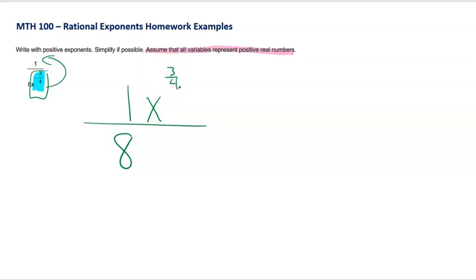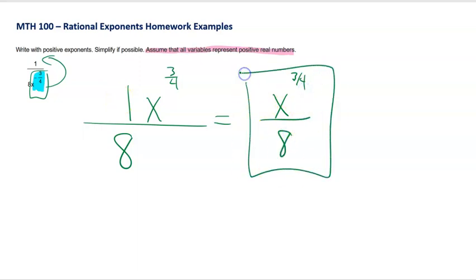I've made my negative exponent positive by taking just the negative exponent and its base to the other side of the fraction bar. Now it does say simplify if possible, and if I multiply 1 times x to the 3/4, that would just give me x to the 3/4 power over 8. And that would be as simplified as possible.